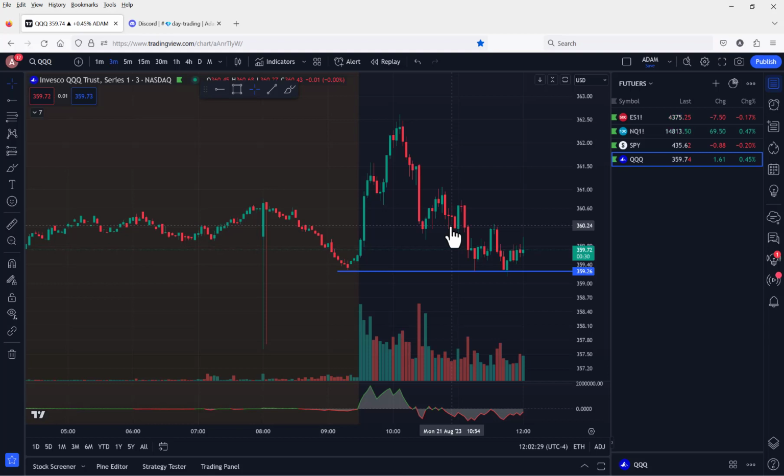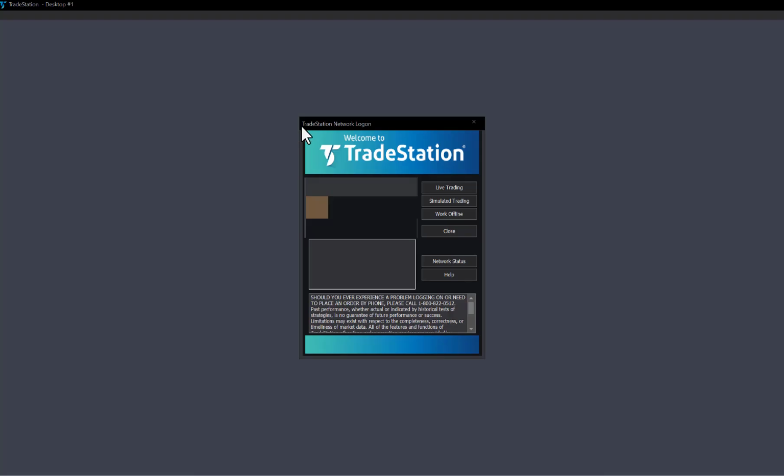Now let's do a live login on my TradeStation, and I will show you the account exactly, guys. Here is the TradeStation platform. This is my small account that's on futures trading. As you can see here, live login. We are waiting now. Platform loading.